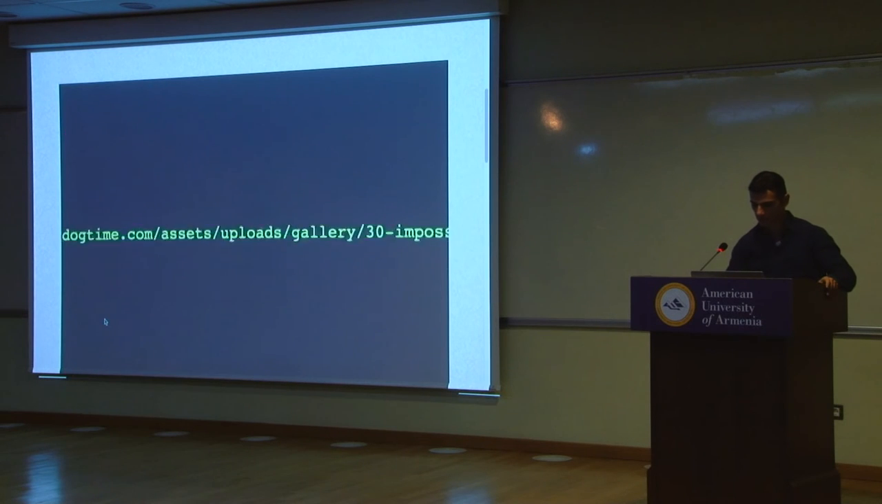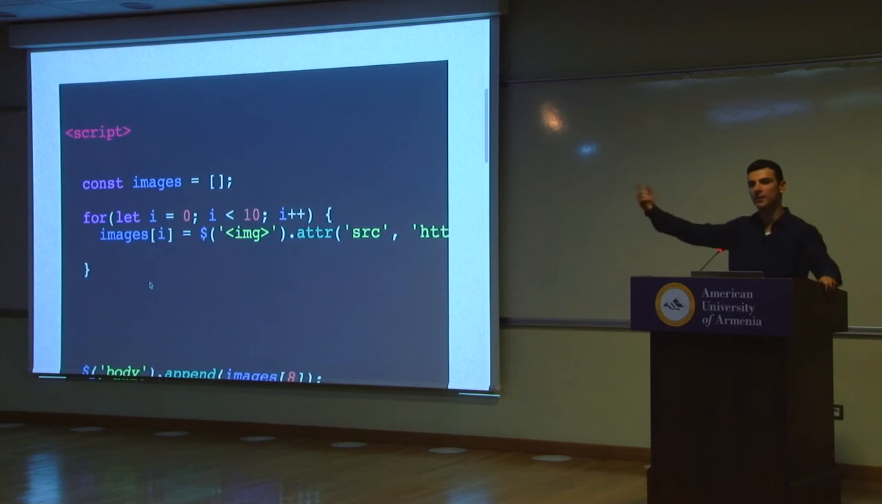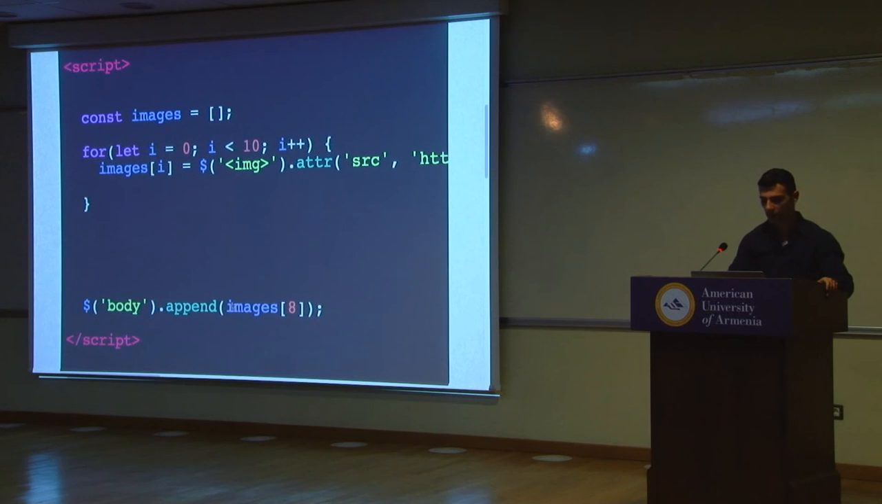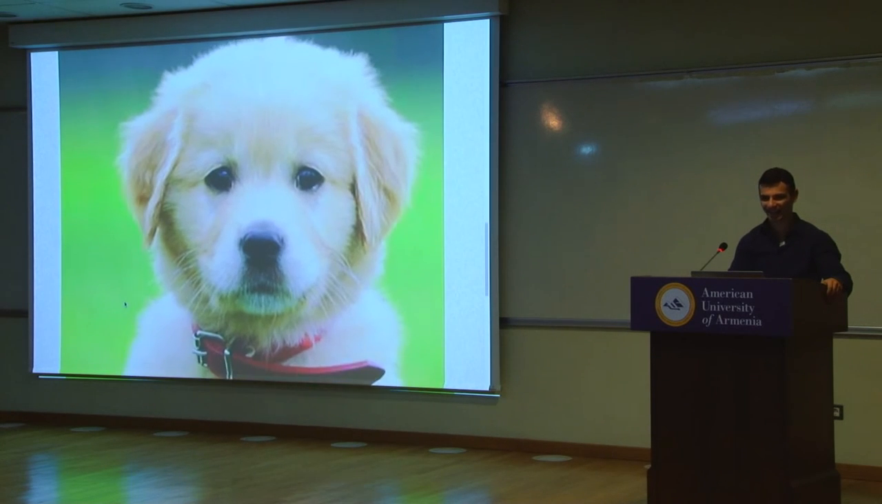So here's the nuance. In the URL, I concatenated with this number, and it just so happens that the way Google has the URLs is the number increments and has different puppies. Then all I did was reference one of these images and append it to body, which is why I got this little guy.